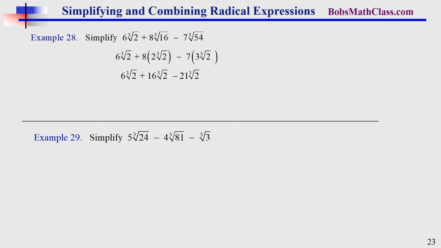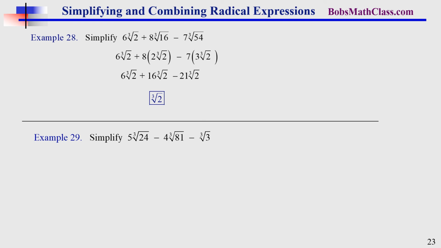Add your coefficients. 6 plus 16 is 22. 22 minus 21 is 1. So the answer is cube root of 2. Again, we usually don't write that 1. It's like writing 1x. It's just x.